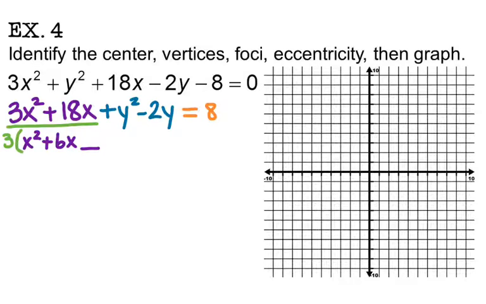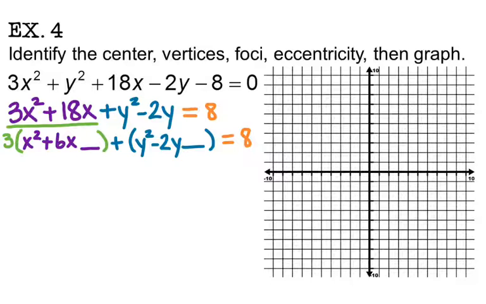That's going to leave me with x squared plus 6x. And I'm going to go ahead and leave my blank so I can complete the square in a second. For the y's, there's not a number in front of y squared, so I don't have to do that. So I'm just going to go ahead and rewrite the y's and leave a blank. Equals 8.